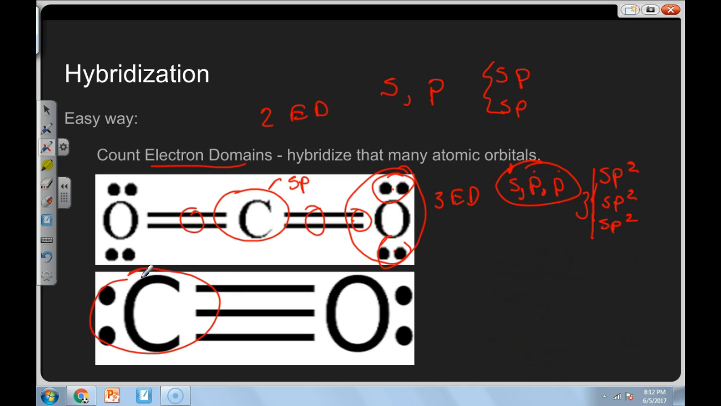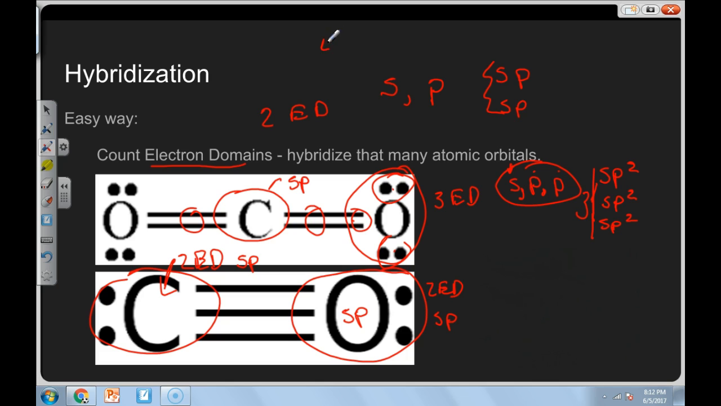This is kind of fun. Okay, so carbon, in this example, has 2 electron domains. So if it's 2 electron domains, we're going to hybridize 2 orbitals, so that carbon is sp hybridized. Okay, there's 2 sp hybridized orbitals in there. Here, there's 2 electron domains, so this guy is sp hybridized too. So it's just counting the electron domains and mashing those together.